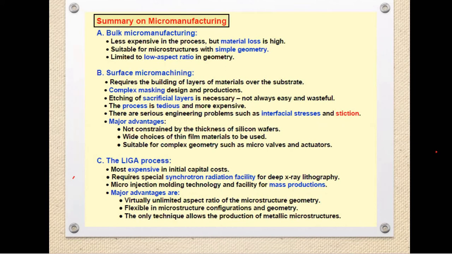So this is the summary. What is the difference between different types of process? As we have discussed, bulk manufacturing is less expensive, but material loss is high. If we discuss bulk manufacturing, it is suitable with simple geometry. Complex microstructure is not possible with bulk manufacturing.